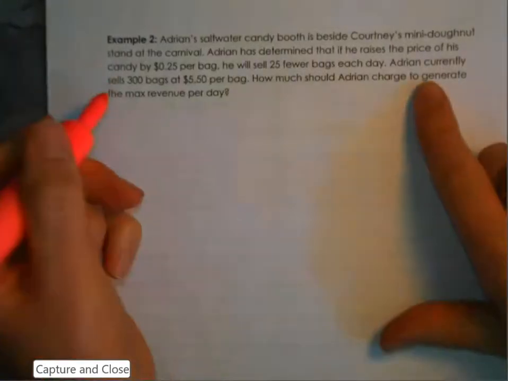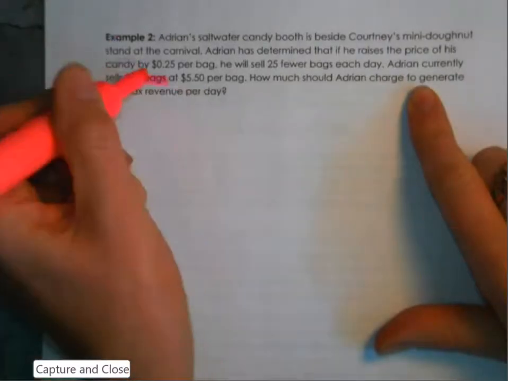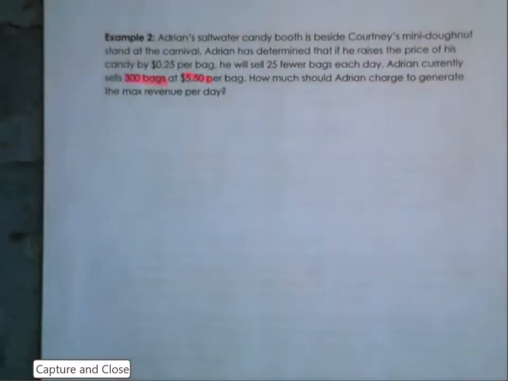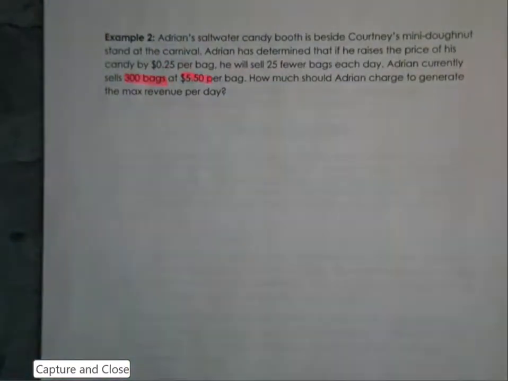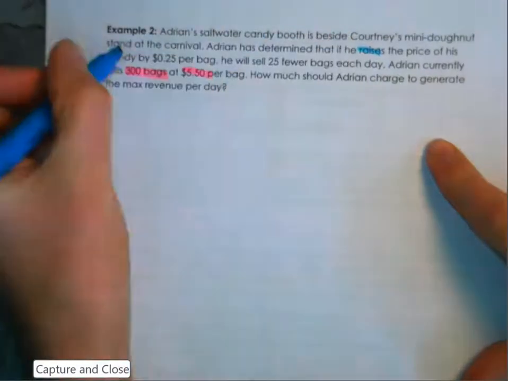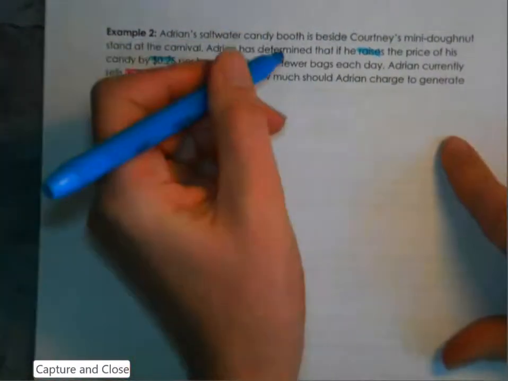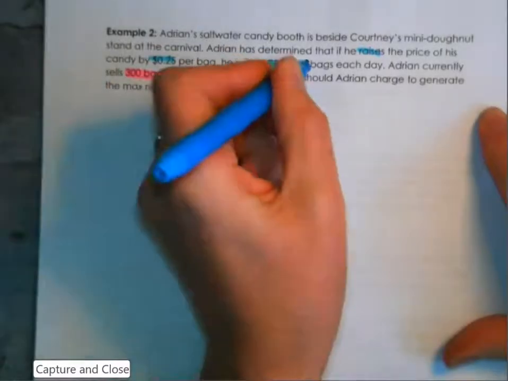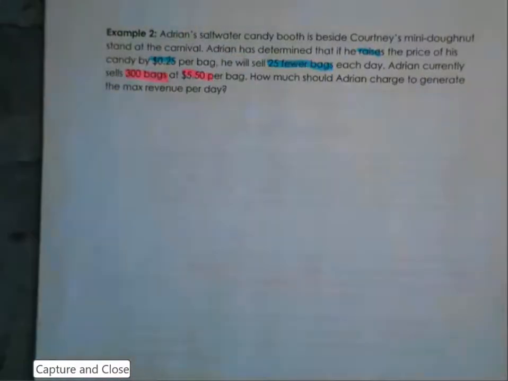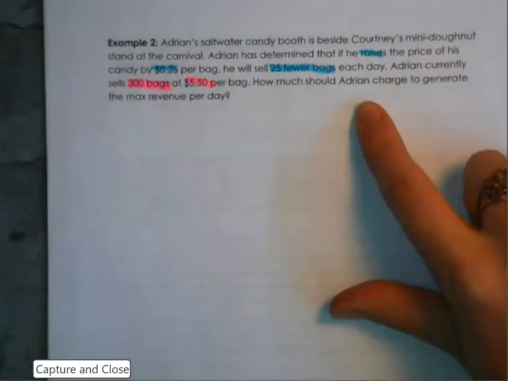Adrian currently sells 300 bags. This is the current setup at $5.50 per bag. The change he's looking at is raising the price by 25 cents per bag, and the change that will happen to the number sold is that he'll sell 25 fewer bags. So how much should Adrian charge to generate the maximum revenue per day?